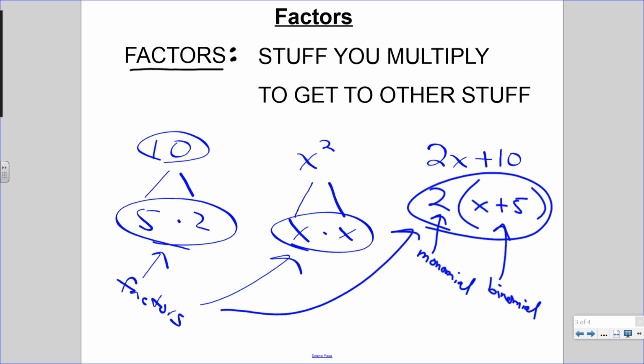All right. So I got a number, I got a variable, I got an expression. You can turn it up a notch, a little bit more now. Watch this. So the big idea right now is stuff I multiply to get to other stuff. Stay with me. What stuff do I have to multiply to get this number? So what stuff do I have to multiply to get to that stuff?